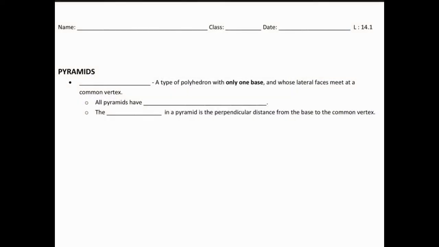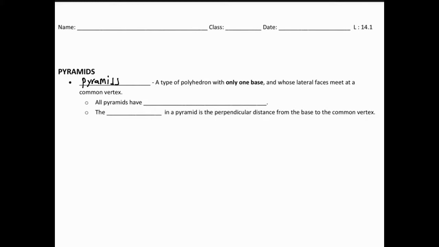And the last polyhedron that we're going to talk about is something called a pyramid. So I know you guys heard of pyramids before. They make them out in the desert. Pyramids, they are a type of polyhedron with only one base and whose lateral faces meet at a common vertex.